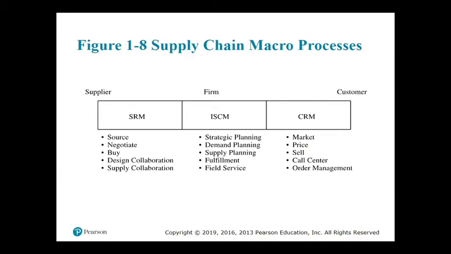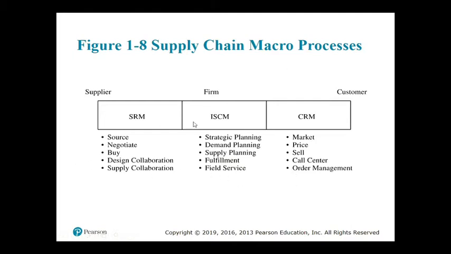So, examples of customer relationship management: it involves the marketing of the product, pricing, the actual selling, the sales of the product, and then customer service. You know, you may have a call center, you may have a return center, and so on and so forth, and then the management of customer orders.